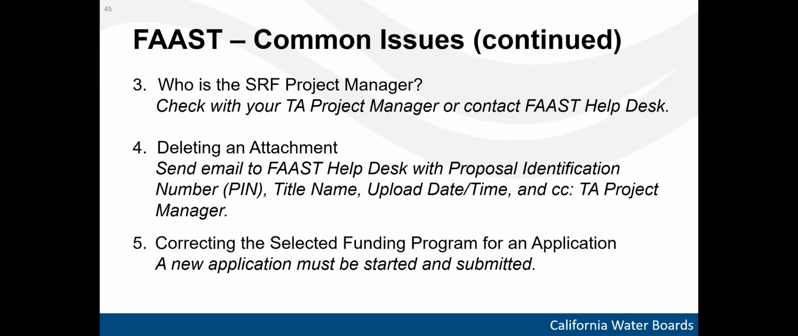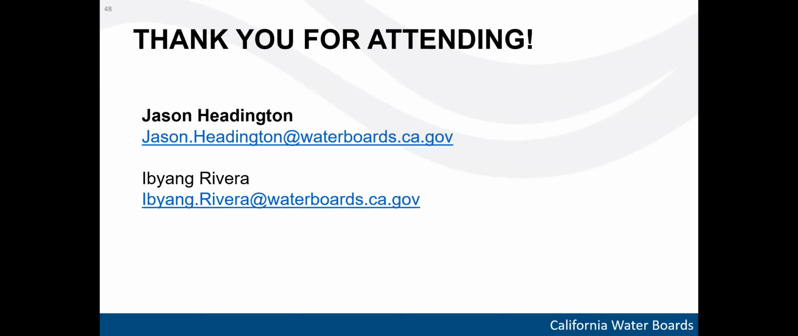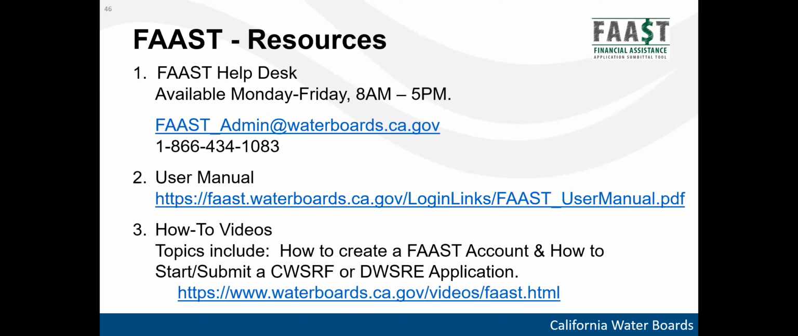Here's the thing. In FAAST, when you start a new application, and I'll show you in a little bit, a screen pops up where it shows you which funding program you have selected. And if you pick the wrong one, you can go back and select the appropriate funding program. So it's just another double check. And how do you know which funding program you should be selecting for the application? Again, you're going to refer back to your AR assignment email. So you know whether you're doing drinking water, clean water, planning, or construction, that information is contained there.